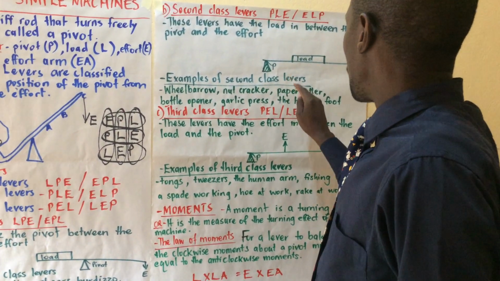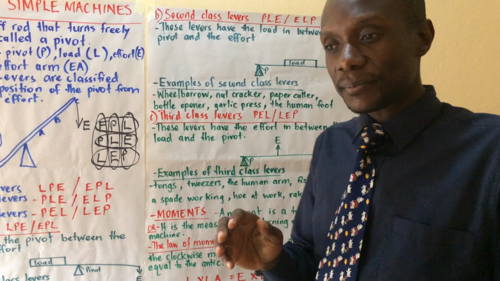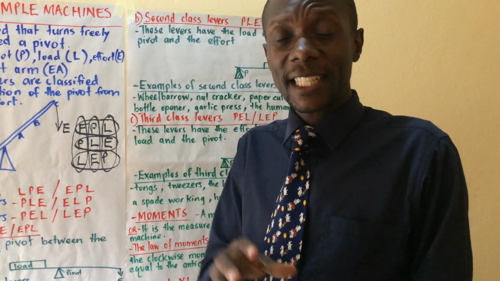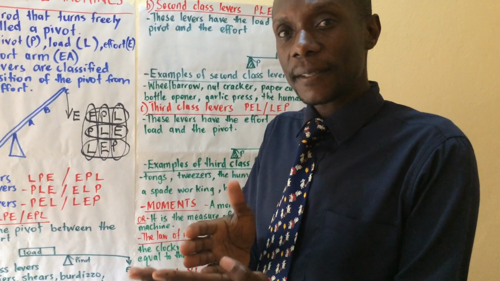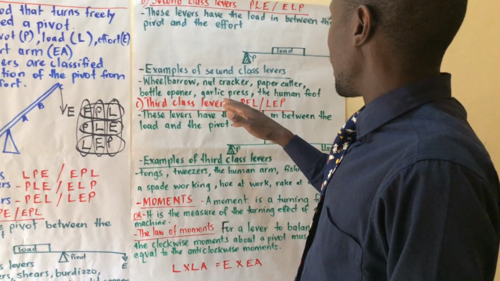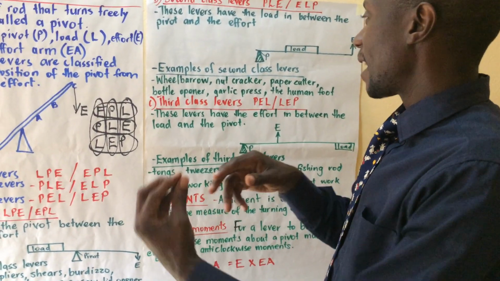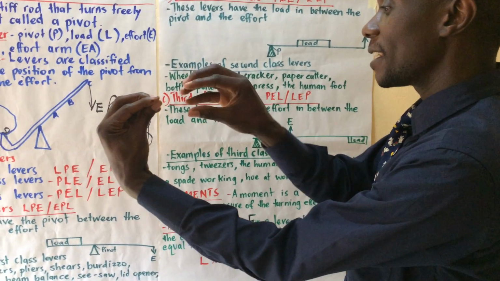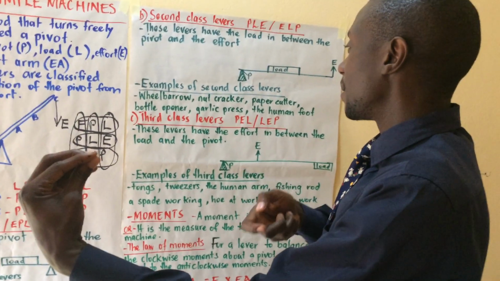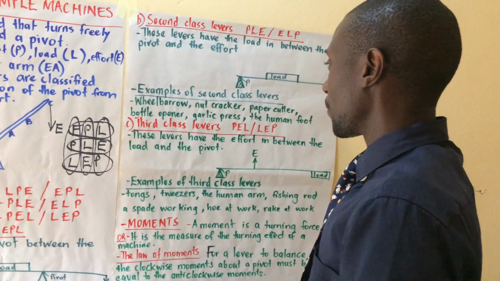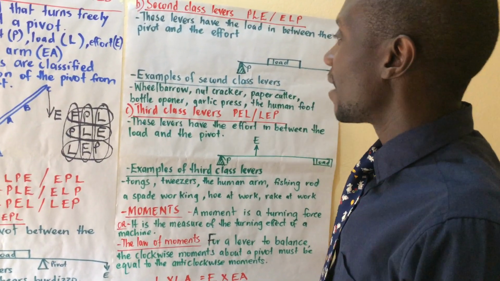We have a paper cutter. Paper cutter is also called guillotine in American English. That device is used by people who make books. Garlic press has the pivot at the extreme end, garlic is in between, then you press at the extreme end. Garlic press works exactly the same way as a lemon squeezer. Those are second class levers.